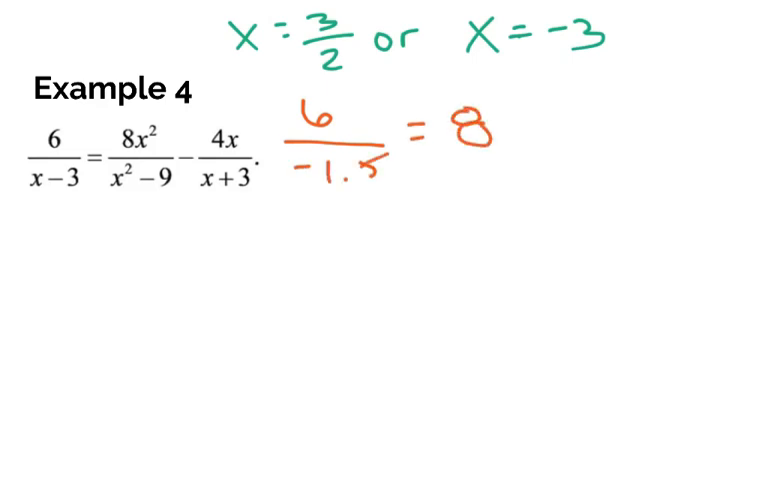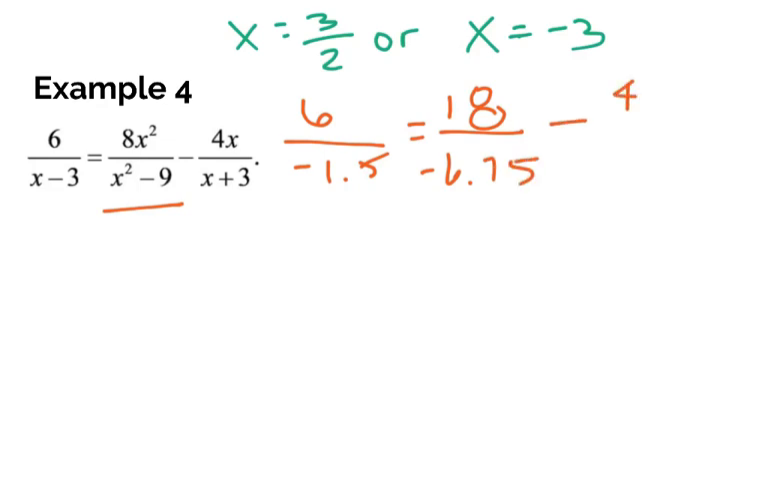Equals 8 times x squared. On my calculator, I'm going to do 3/2, so 1.5, and I'm going to square that, and I get 2.25. If I multiply that by 8, I get 18. So I'll write 18 over, and then again I need to do x squared, so 3/2, that's 1.5. If you square that, you get 2.25. And then minus 9, I got negative 6.75.